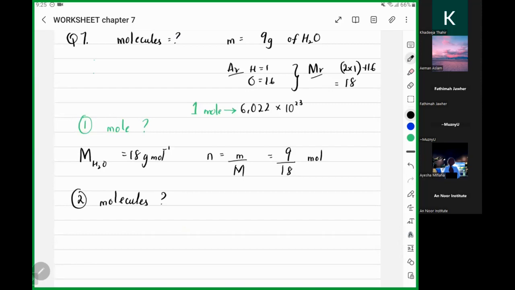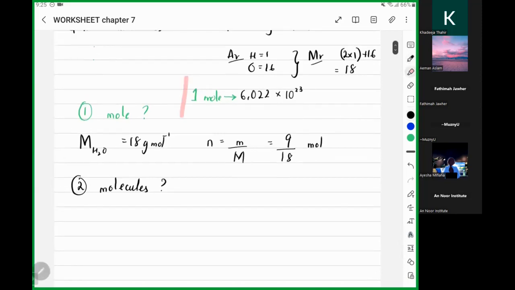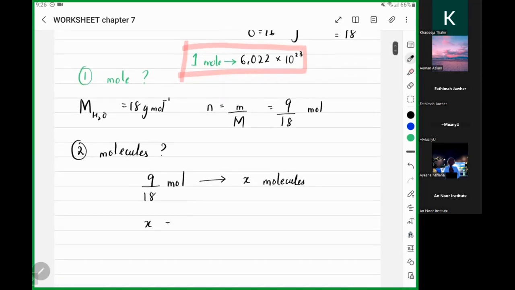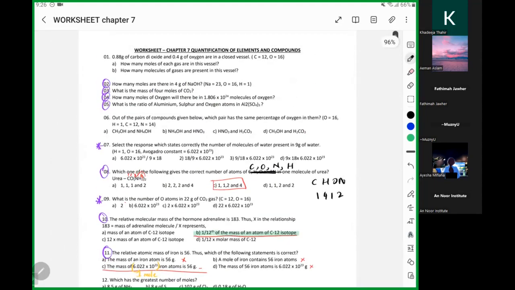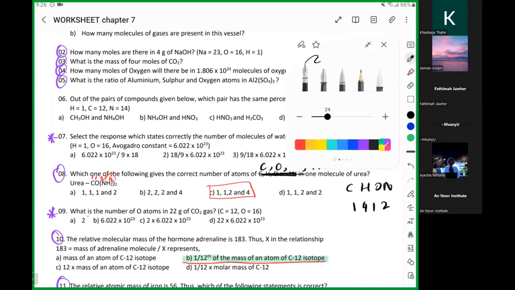That's going to be your second step. Why? If you know that 1 mole is this much, now your question is, how many molecules are in this one? X number of molecules, isn't it? So X will be equal to what? 9 over 18 into 6.022 into 10 to the power 23. You don't need to simplify and find all that, because in your MCQs the answers are like this. So your answer will be C.